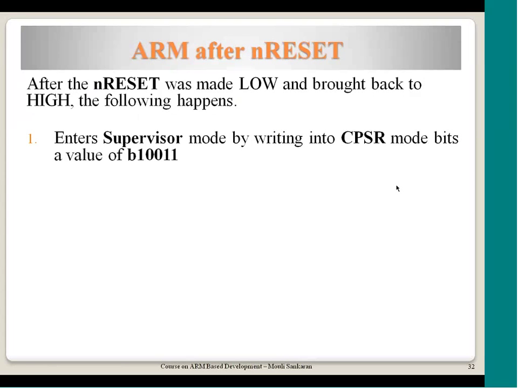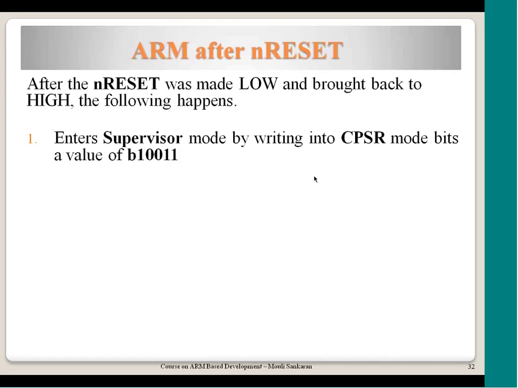Now I am coming back to reset because earlier I couldn't explain what the different modes available are. So now, having understood that different modes exist and they have special registers reserved for each of the modes, you can understand why on reset the processor needs to enter the supervisor mode. So when reset is given, either because of power on or forcibly by some external circuitry, the processor enters the supervisor mode. What does it mean? The LSB 5 bits of the CPSR are made 10011, which corresponds to supervisor mode.